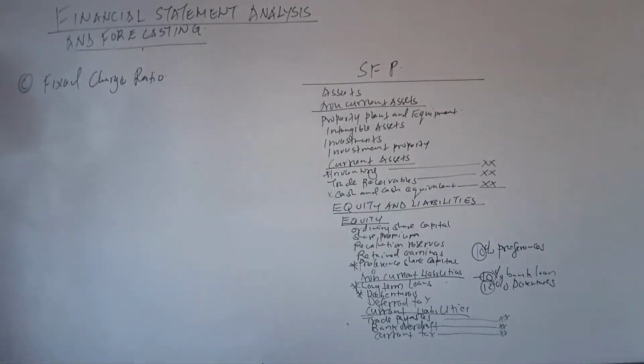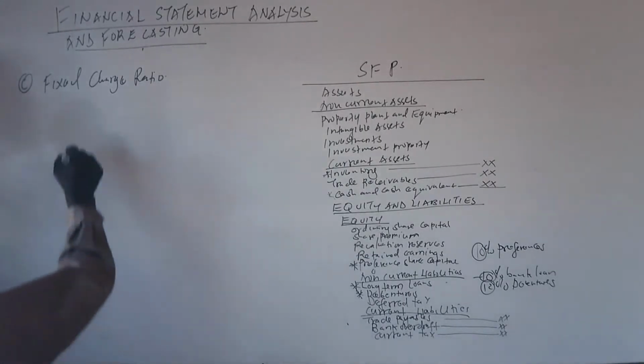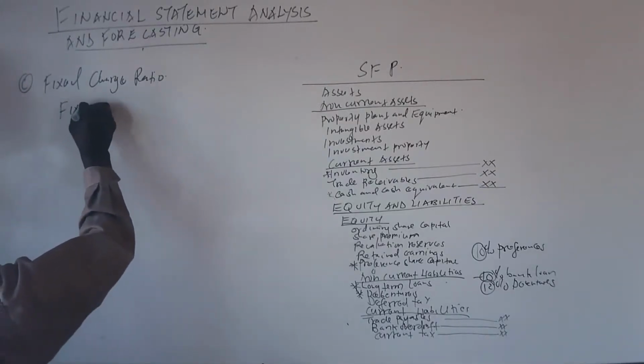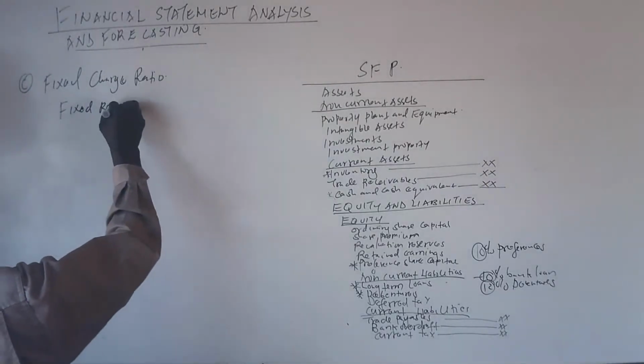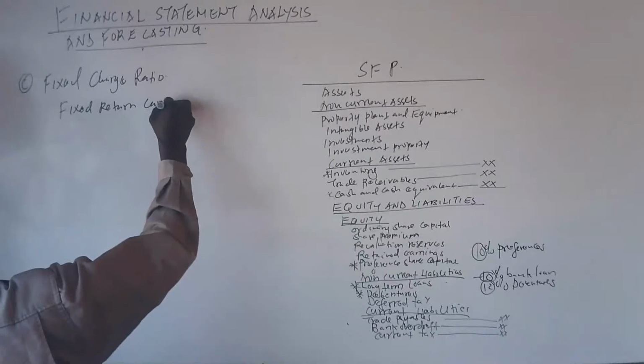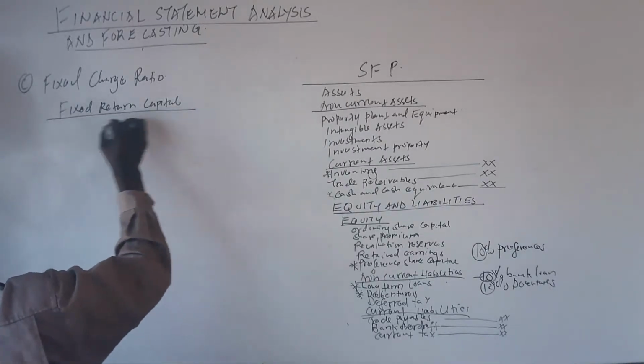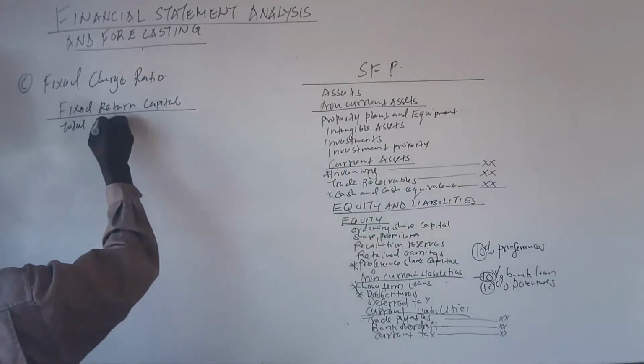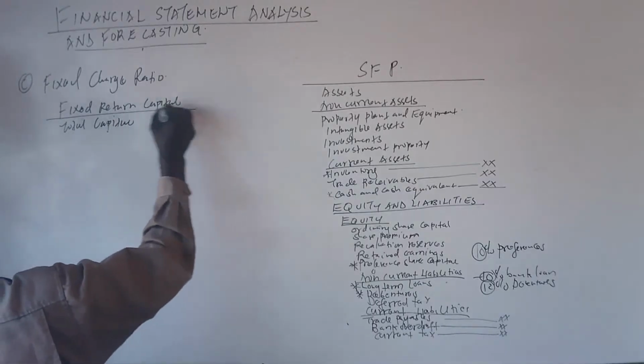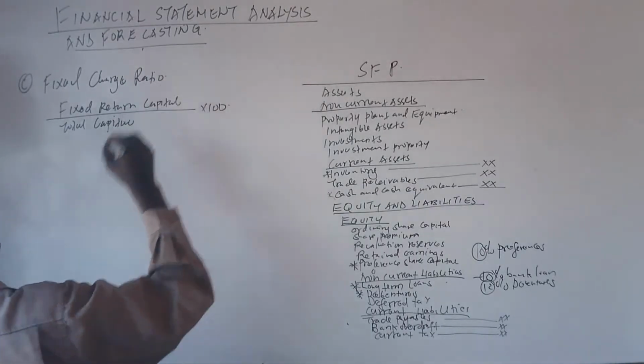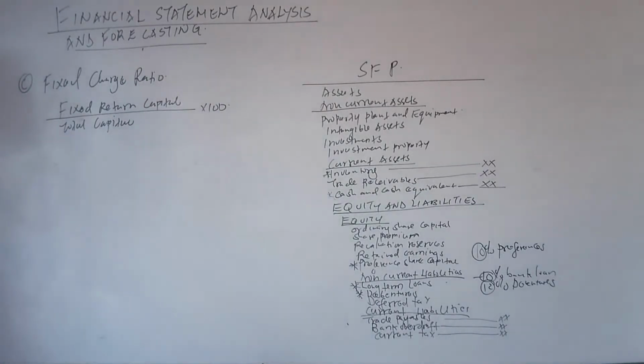So therefore, how do you get the fixed charge ratio? You are going to take the fixed return capital, or you can call it the fixed charge, over the total capital, then you multiply by what? By 100. You multiply by 100. Any question?